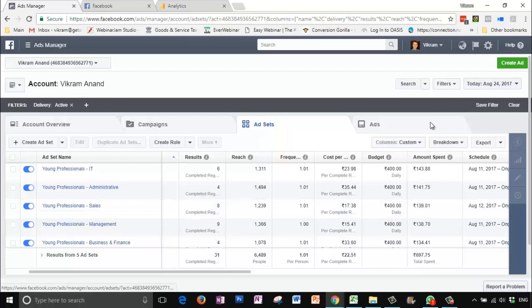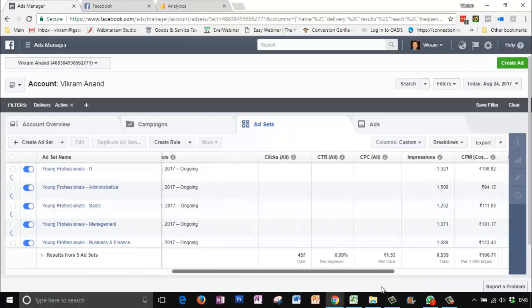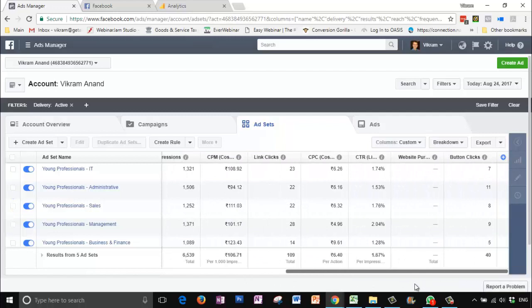And I see that for today, I have 31 registrations. And I'm just going to go at the back here because this is really where the data becomes very important. I have 40 button clicks. So on my ad, I have a button called Learn More. 40 people have clicked that. Since the morning, I don't have any website purchase.